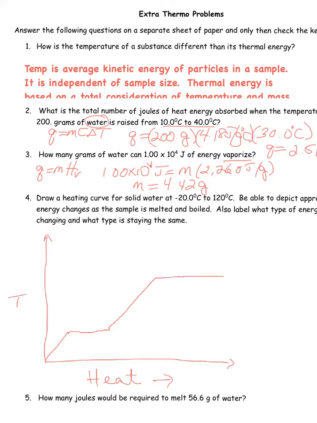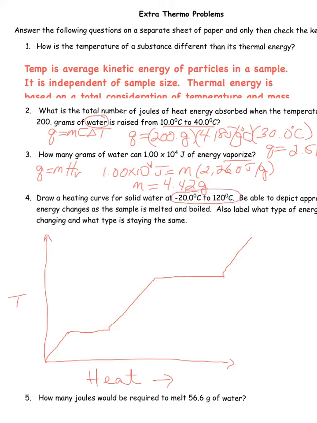Now notice I'm going to make this line a lot longer than the melting line because it takes more energy. That heat of vaporization is much higher than the heat of fusion. And then I'm going to go ahead and increase my temperature of that gas up to 120 degrees Celsius because that's what they wanted me to do in the problem.